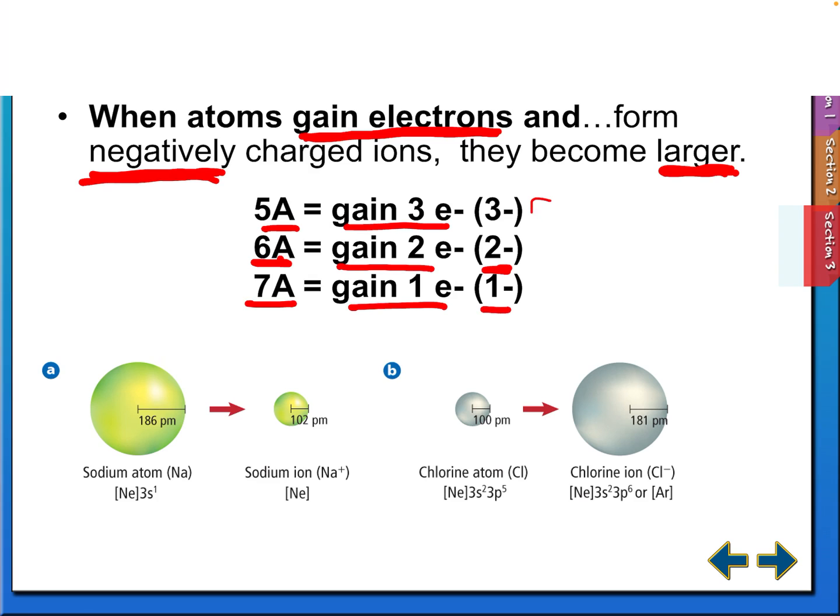Again, if you wanted to write this, like above 5A, if you wanted to write 3 negative, that's okay. Above 6A, if you want to write 2 negative, you can. In group 7A, you can write the 1 minus. Okay, so losing electrons, you get smaller. Gaining electrons, you get bigger.